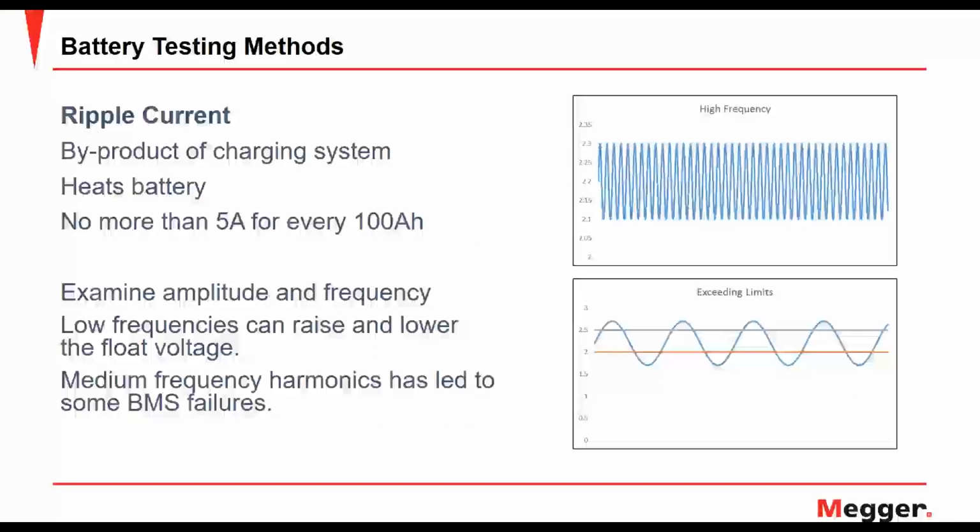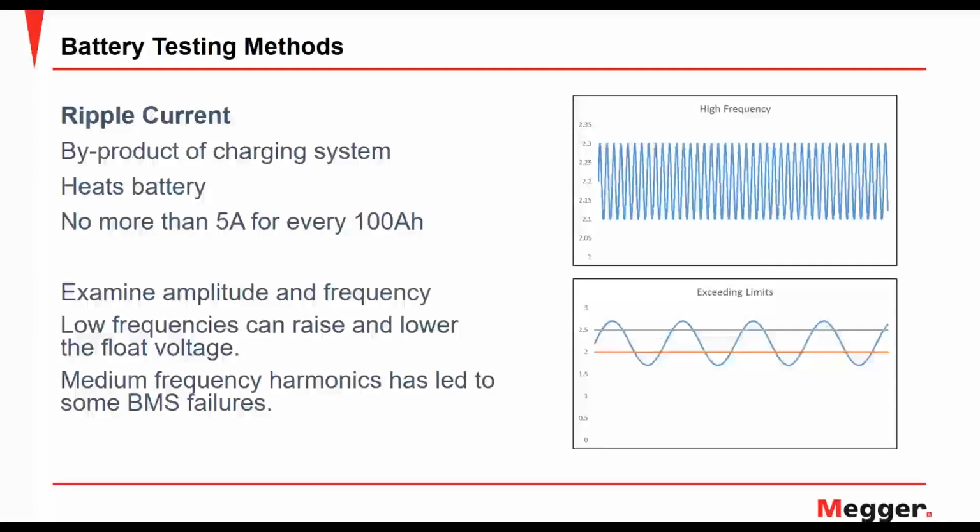Ripple current. The float current was a DC test that you do on your battery charger or the battery bank. The ripple current test is an AC current measurement. This is usually why you have ripple currents: the charging system is not very efficient in smoothing out the output of these chargers. And as a rule of thumb from IEEE, it's recommended to have a value not exceeding 5 amperes for every 100 ampere hour.